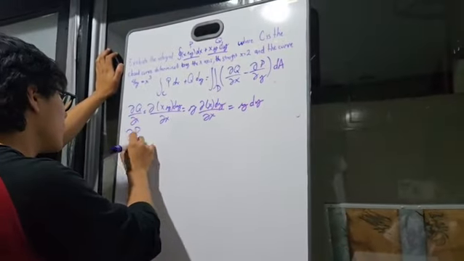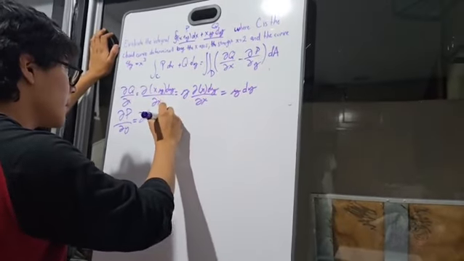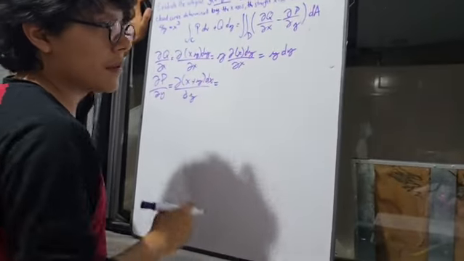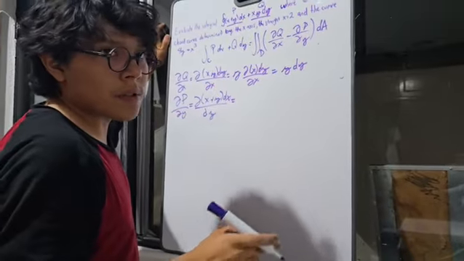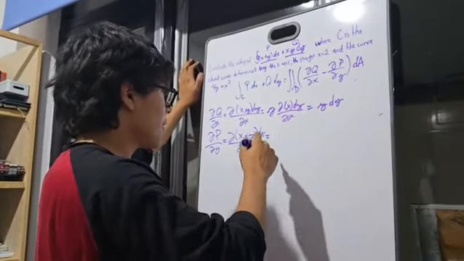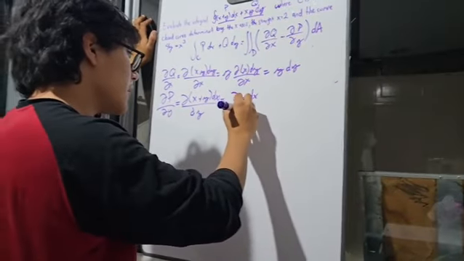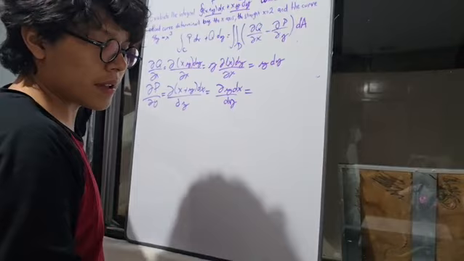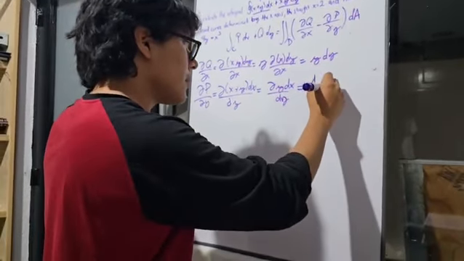Now we do the same with P with respect to y: the derivative of x plus y with respect to y. Now we take x as a constant, and the derivative of a constant is 0. The derivative of y is 1. So it's going to be like this.